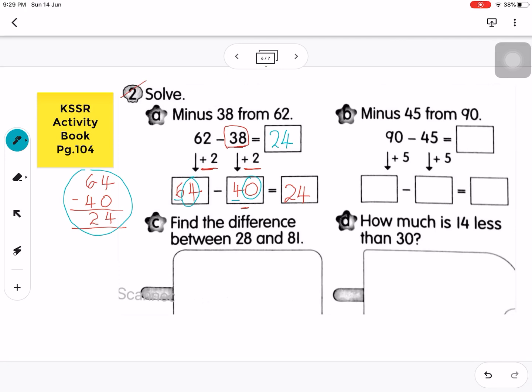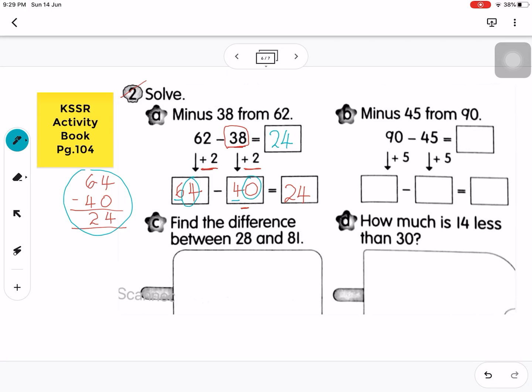62 minus 38 is equal to 24. So this is another strategy to find the answer, without borrowing and regrouping. You just change the value in the middle to the whole number. It will be easier for the subtract step.